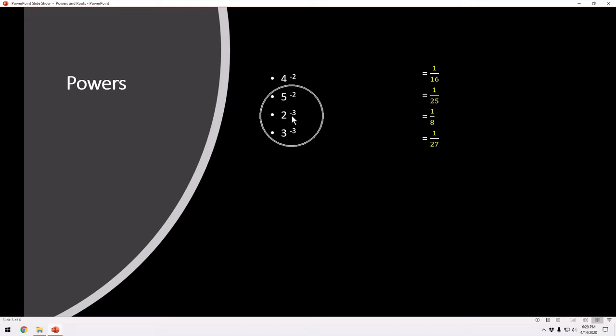But because we have a negative exponent, it's going to be under a 1. Same thing right here with 3 elevated to the negative third power, it's going to be equal to 1 over 27. Very nice.